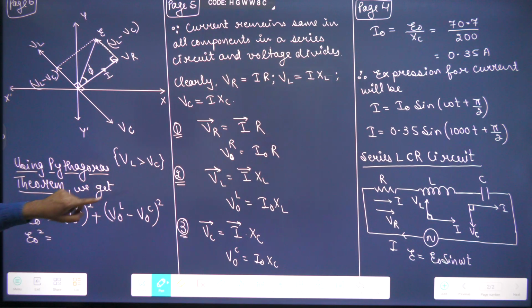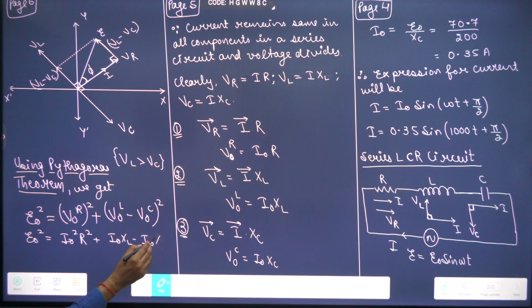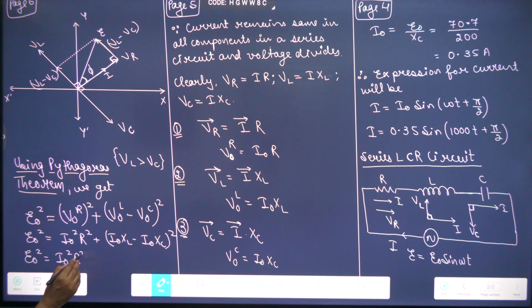Yes. Okay. What is V naught R? V naught R is I naught R, so it is I naught square R square. V naught L is I naught XL, so I naught XL minus I naught XC whole square. So E naught square is equal to I naught square R square plus, if I take I naught common, I naught into XL minus XC whole square. Is that clear to you till now? Shall I move on to the next slide? Yes. Okay.